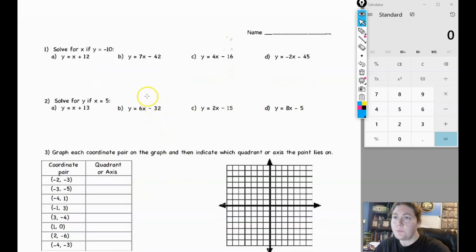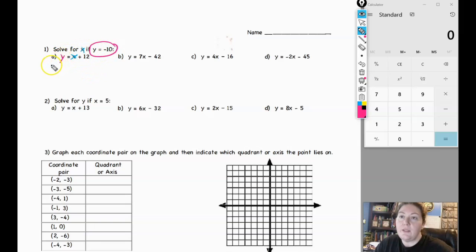Alright, so this first part, we are looking to solve for x. I'm trying to get an answer for x. So I am trying to make Mr. X happy. That's my goal. But I have something else here. y equals negative 10. I'm doing something called substitution. Everywhere I see a y, I'm going to put in a negative 10.